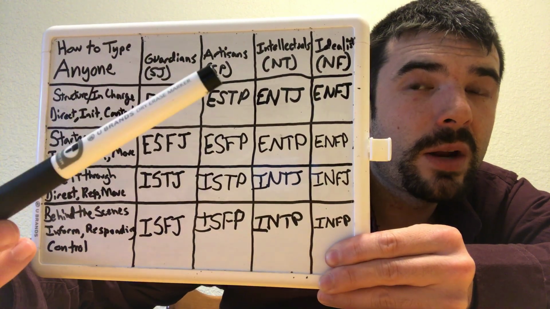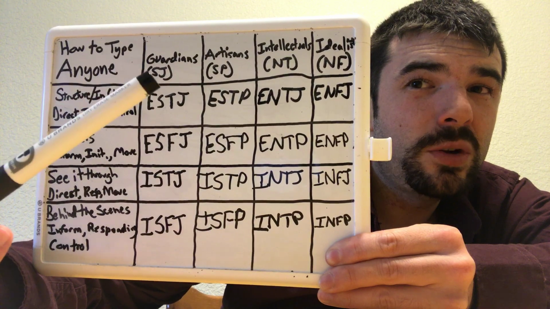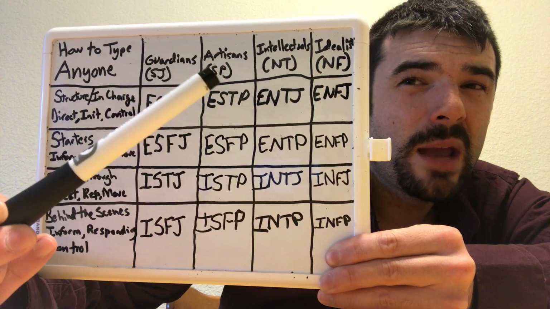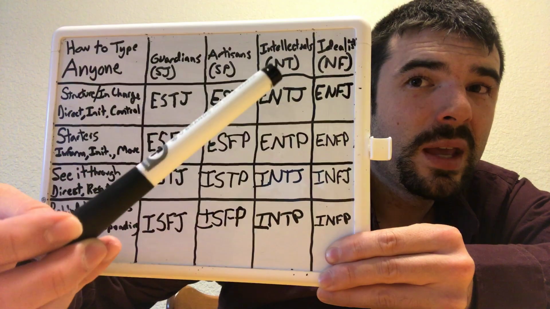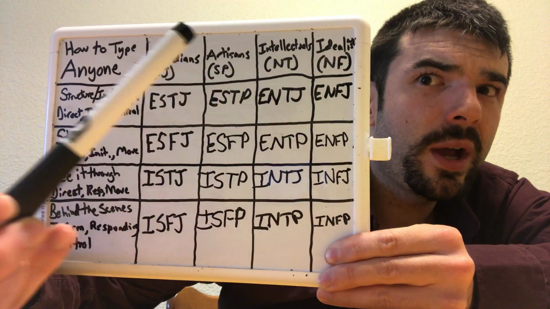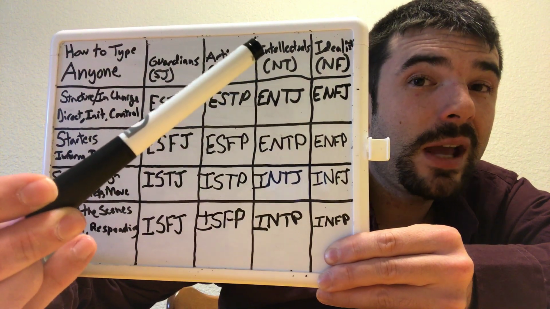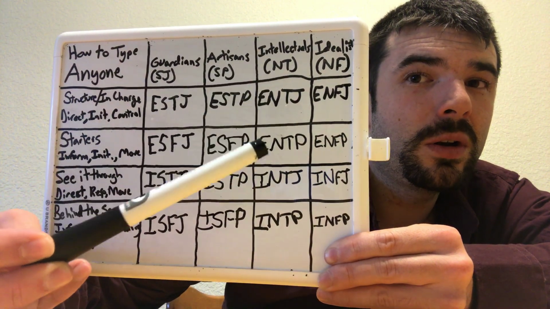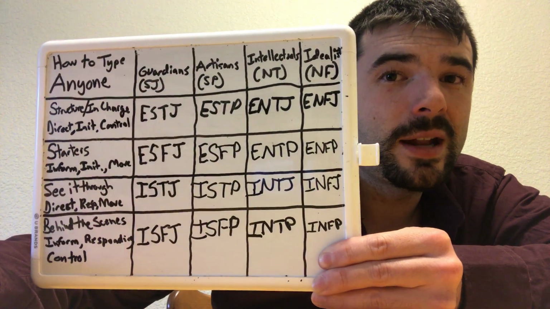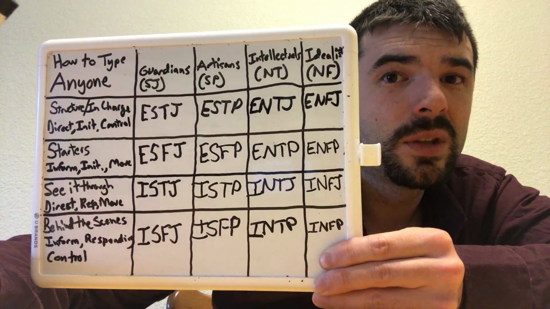Am I a guardian? Am I an artisan? Am I a dutiful, past-focused, duty-based protector? Am I a freedom-based creator? Am I a future thinker? Or am I people-focused? Which one? Oh, I'm the intellectual. So that means, oh, he's an ENTP. Done. You've literally just learned how to type someone in 10 seconds.